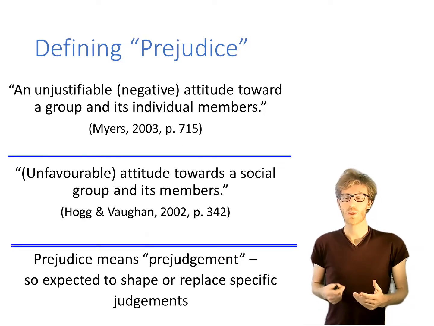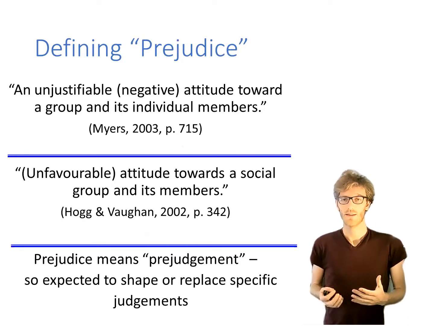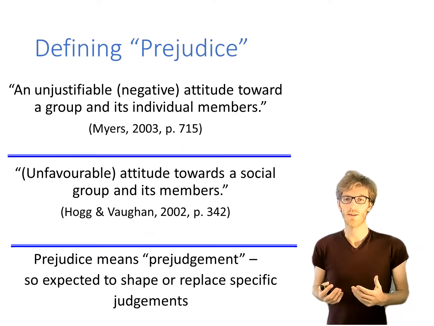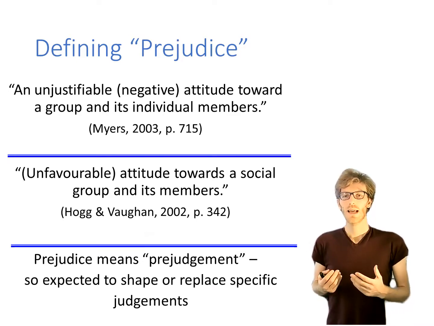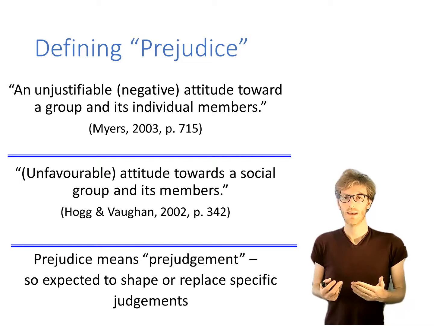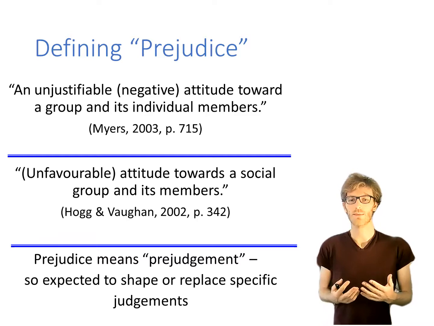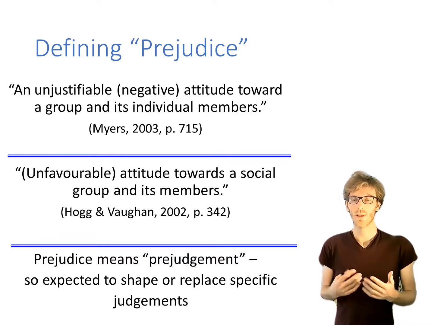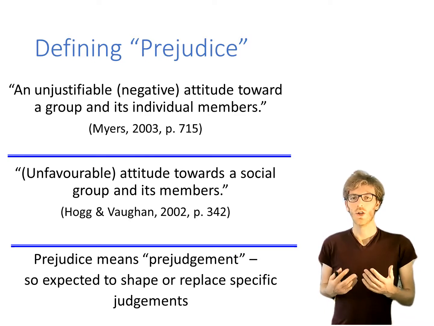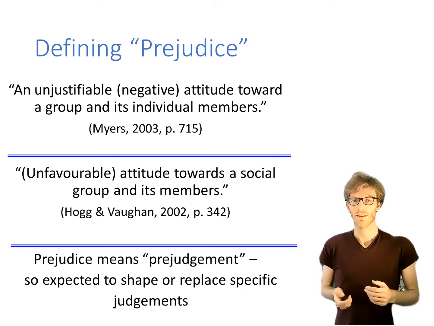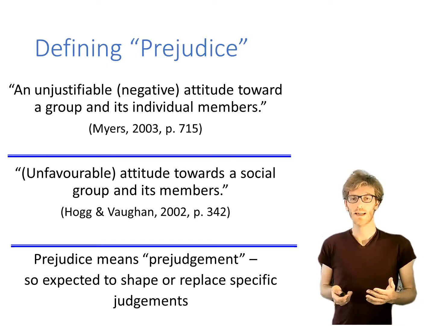But if you look at what the word means etymologically in terms of the word origins, it means prejudgment. So when we talk about prejudice, we clearly imply that it is going to influence relationships, that it's going to influence behaviors. But on its own, it just describes negative attitudes towards a specific group and its members. So where might that come from?